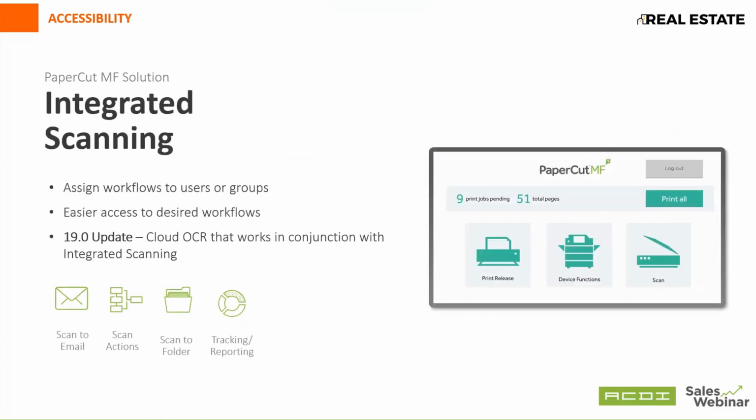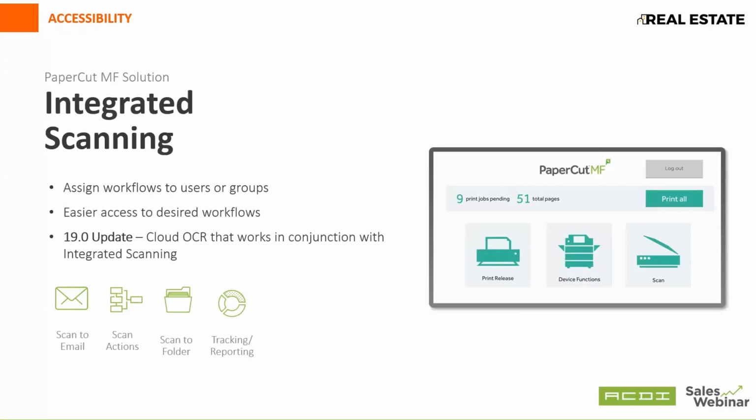So I want to talk about integrated scanning for just a moment and make sure we all understand what that is. Integrated scanning is compatible with a lot of the different brands that you offer, okay? Not all of them, but a lot of them. Basically, once you log into the copy machine, as you can see to the right, it presents an easier to look at screen to navigate through. So when you log in, it shows print release, device functions. That means if you want to copy something, or scanning.